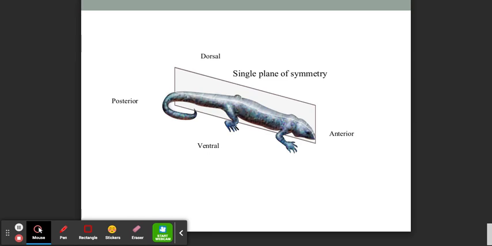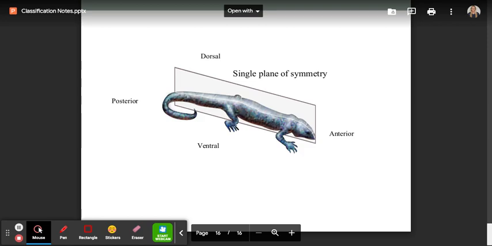And these are some broad examples of how we classify organisms.